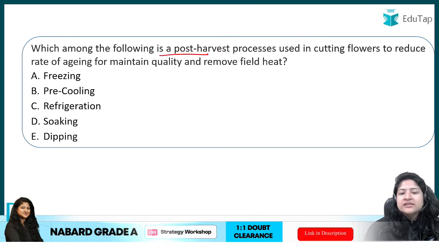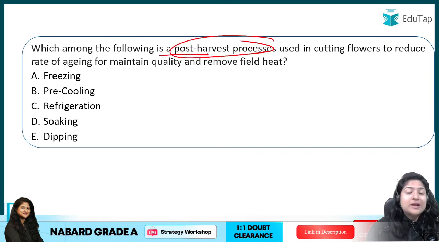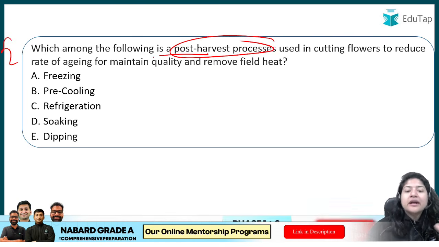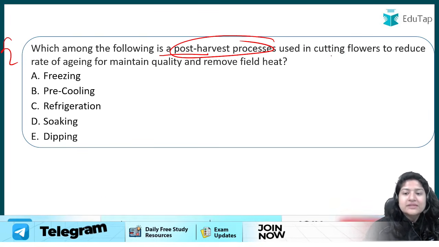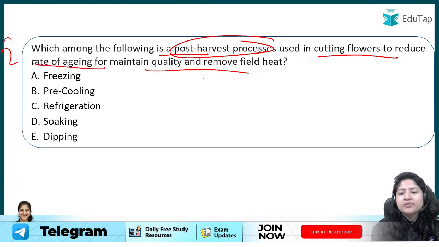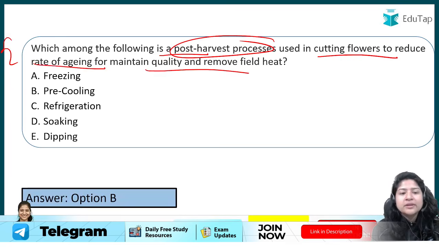Which among the following is a post harvest process? Again, as I said, plantation and horticulture is a very important topic. The description has been given and you have to identify the process: cutting flowers to reduce the rate of aging, maintaining quality and removing field heat. Okay, this is called pre-cooling.